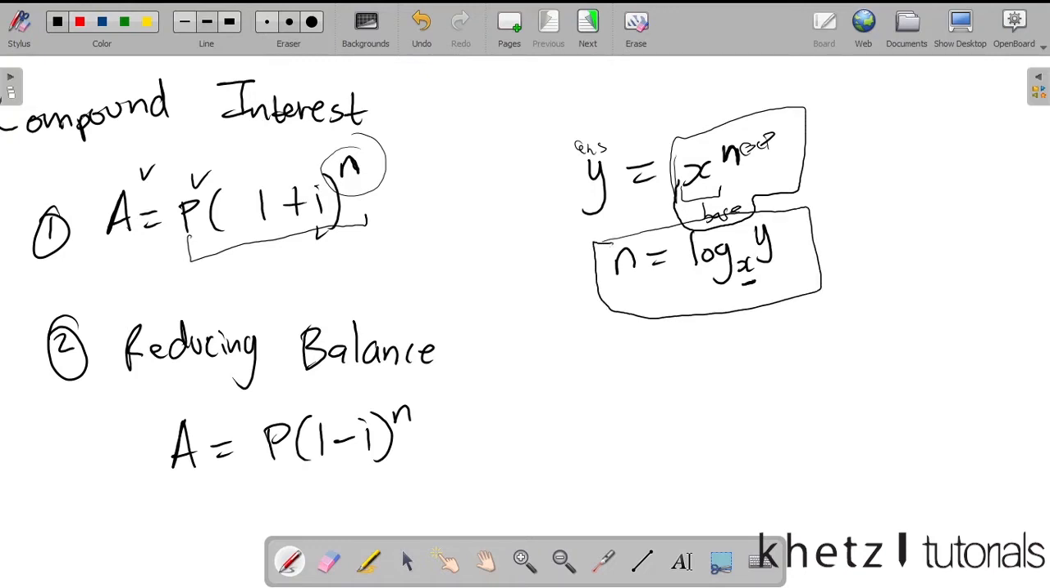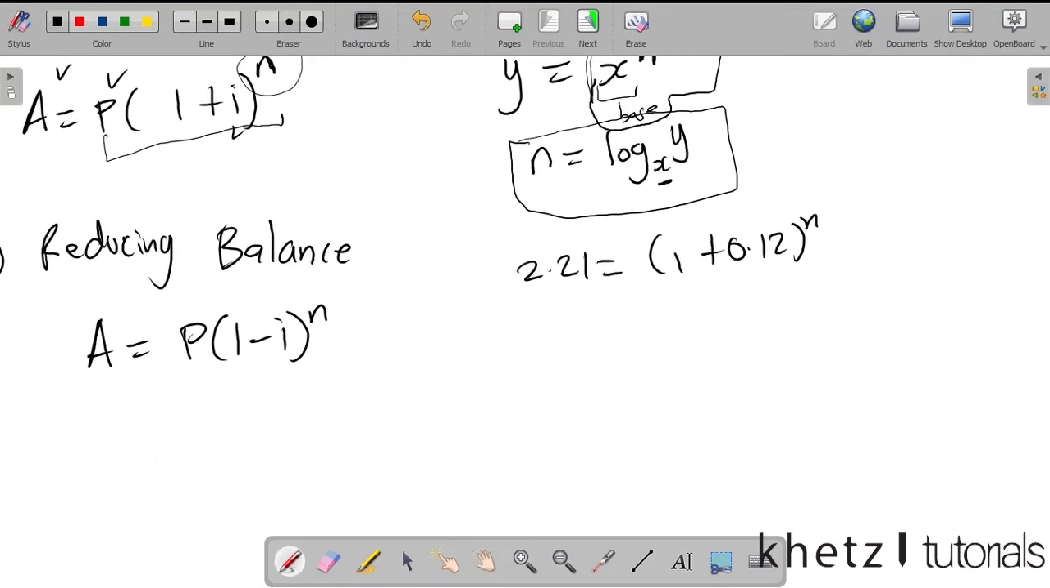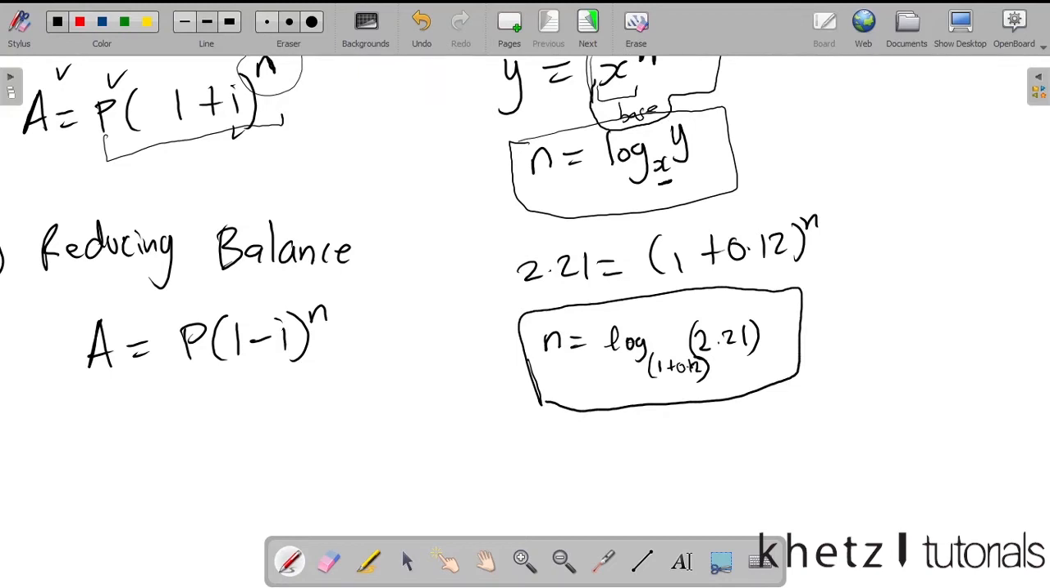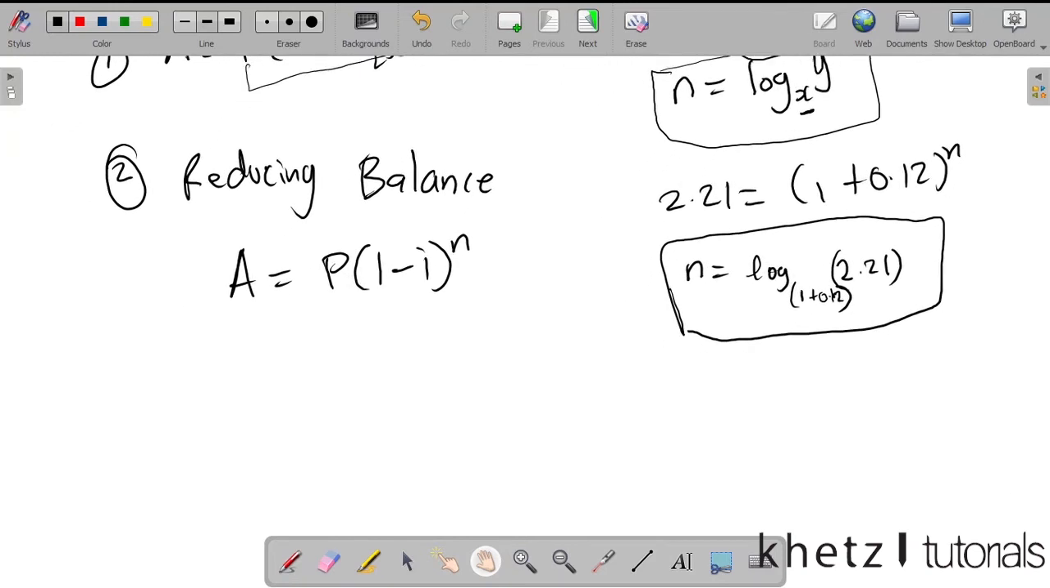Now in terms of finance, an example, let's say you had something like 2.21 is equal to (1 plus 0.12) to the power n. This is just an example with basic values. Applying the same thing, you just say n is equal to the log of your answer, which in our case is 2.21, using the base of that exponent still. This is how you basically do it. You can just punch this into your calculator to find the value of n. So that is one thing I wanted to talk about, and we're also going to do an example on this.